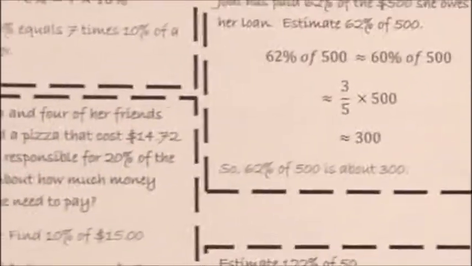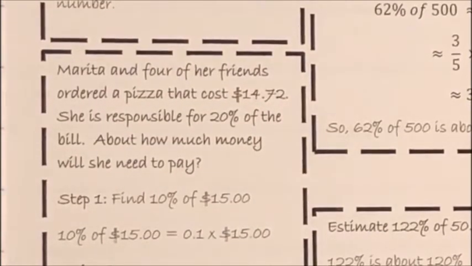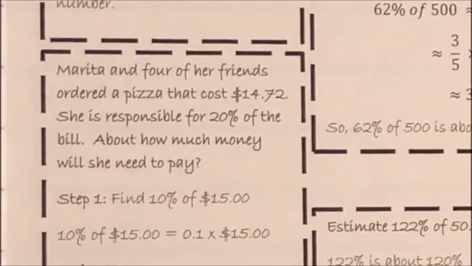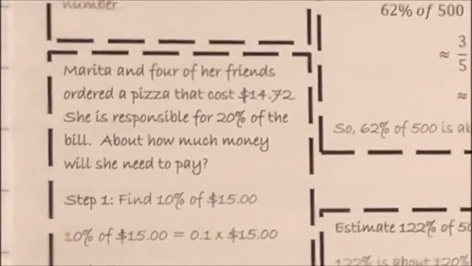All right, let's look at the example on the left. It says, Marita and 4 of her friends ordered a pizza that cost $14.72. She is responsible for 20% of the bill. About how much money will she need to pay? The first thing I want to do is find 10% of $15, because I can round $14.72 up to $15, right? So 10% of 15 is 0.1 times 15, which is $1.50.